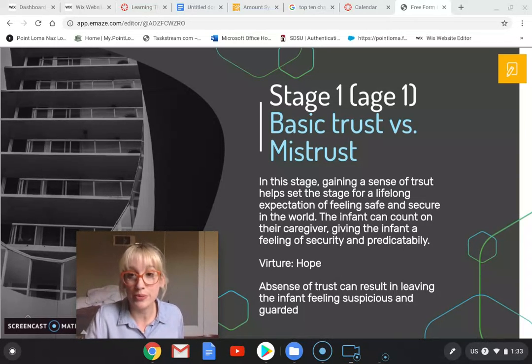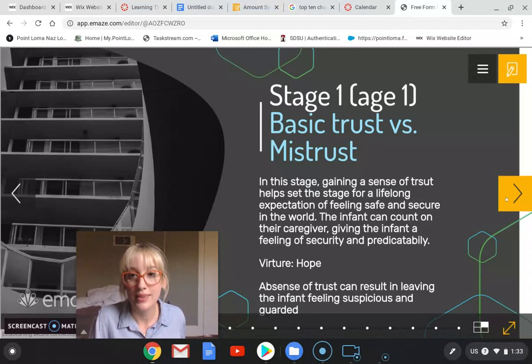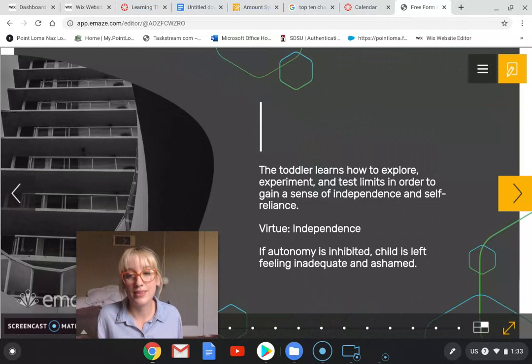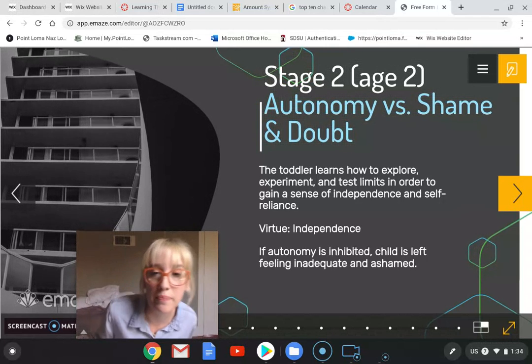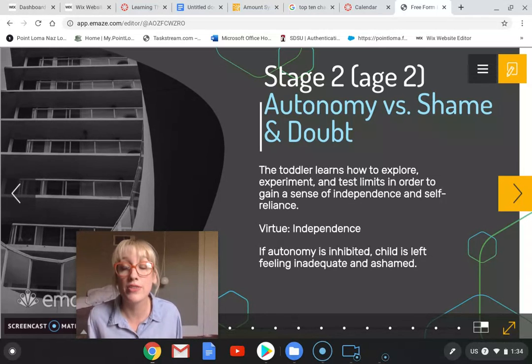Stage number 2 is age 2 as well. The first stage happens when you're age 1. And this stage is autonomy versus shame and doubt.